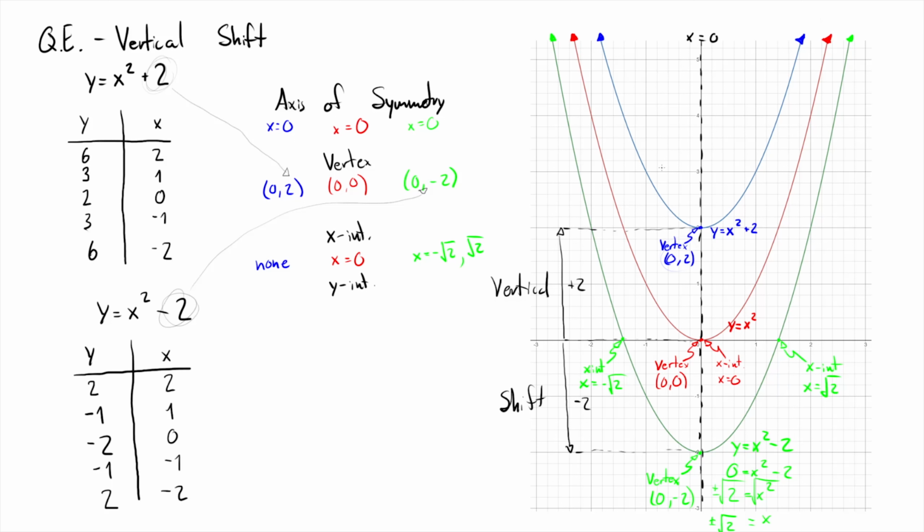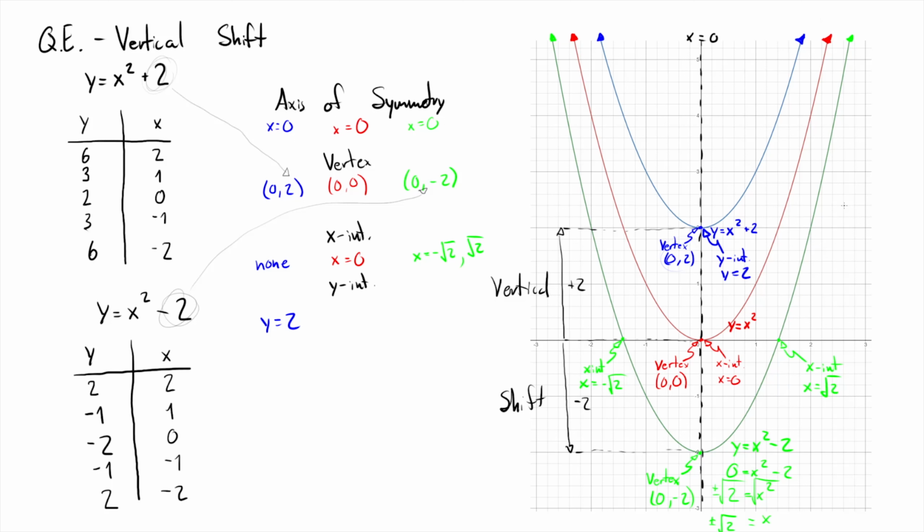And finally, the last thing that we have here is the y-intercept, or where these graphs cross the y-axis. And if we look at the blue graph, we'll see that it happens right here where the vertex is. So that is the y-intercept. And we ask ourselves, where does it happen? Well, it happens at y equals 2. And so we'll write y equals 2 for the y-intercept.